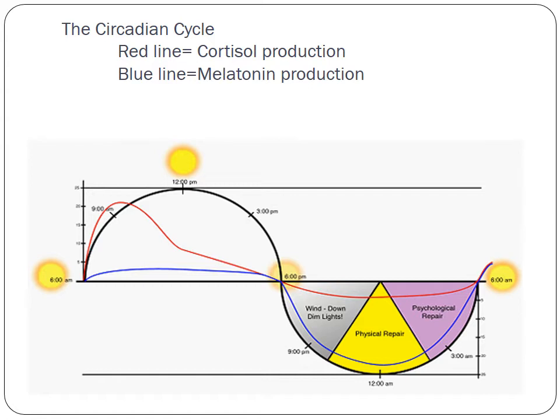Now let's take a look at our melatonin production, and this is the blue line. Notice the blue line is fairly stable throughout the day, and then it drops during the night and begins to rise again in the morning. Let's go on to our next slide after you've got a handle on this picture here.